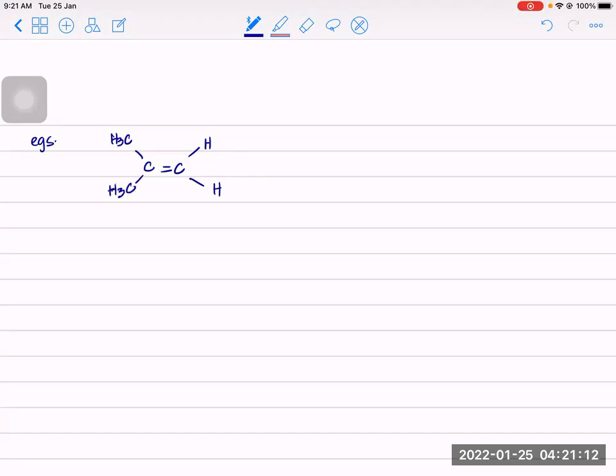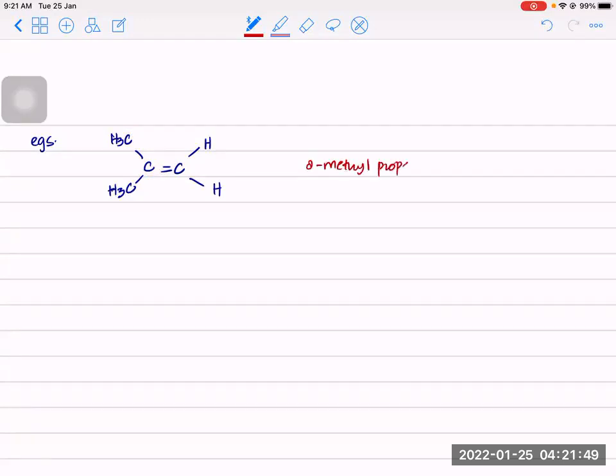Let's name this first. Can you name this for me? First, we will pick what? The longest chain or the parent chain. 1, 2, 3 carbons. So the longest chain is 3 carbons. And on carbon number 2, we have a methyl group. We will number the carbon such that the alkene gets the least number. So this is carbon 1, carbon 2, carbon 3. On carbon 2, we have a methyl. This is what? 2-methyl prop-1-ene, right? Now, this right here is 2-methyl prop-1-ene.